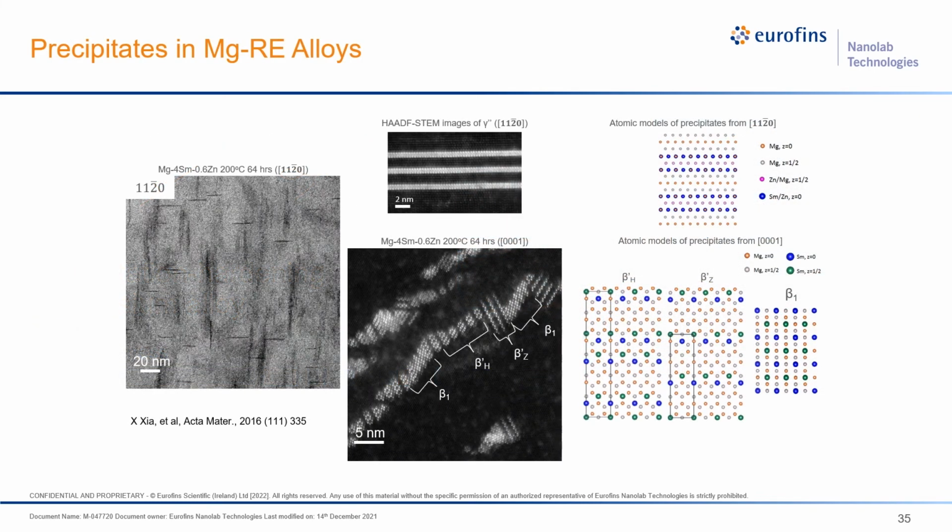First, here are TEM and high resolution STEM images of this magnesium rare earth alloy after this aging condition. This image is on the 112̄0 zone axis of the hexagonal magnesium crystal. This is also 112̄0, and this is on the 0001 zone axis. So you can clearly see there are two kinds of particles here. One is needle-like on this plane, and the other is more plate-like on this plane.